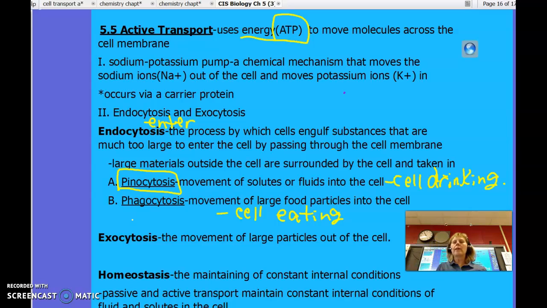And those are the two ways that we can bring things into the cell. These are larger particles. This requires ATP. This is active transport.